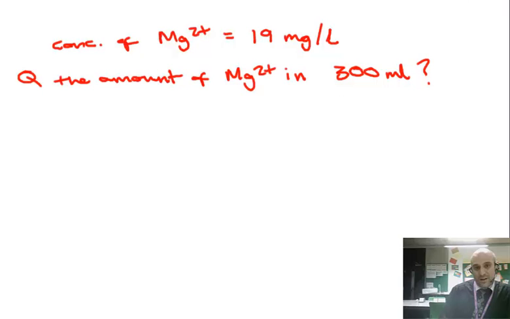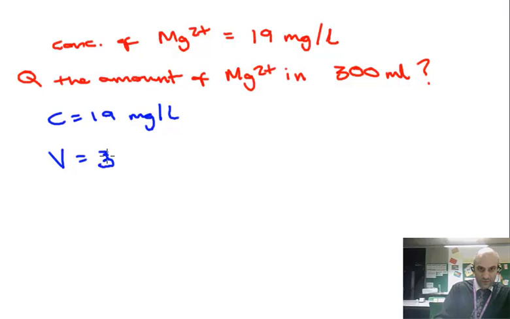So hopefully you've had a go at that. So straightforward. We've got C equals 19 milligrams per litre. V, my volume, is 300 millilitres. We can't leave it in millilitres, right? Got to turn it to litres, so that works out to be 0.3 litres. Remember, just divide by 1,000 to turn into litres. Move the decimal point 3 times. 1, 2, 3.